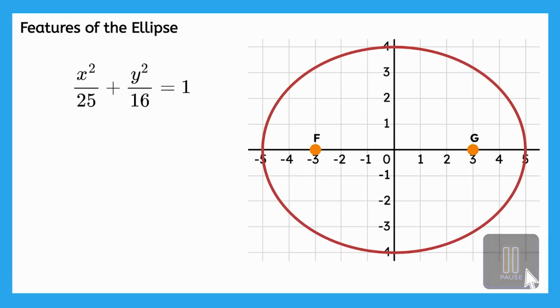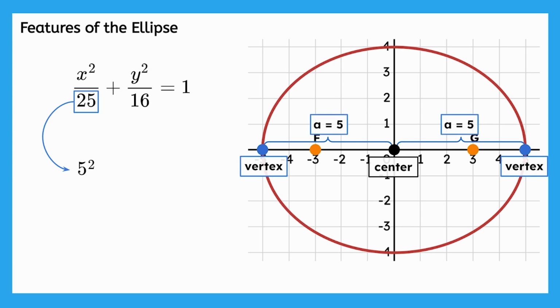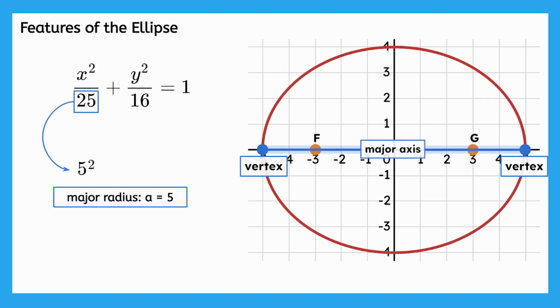I notice the x-intercepts are (-5, 0) and (5, 0), and I know 5 squared is 25, which I see in the equation. These 2 points also happen to be the ones that are farthest from the center of the ellipse, which in this case is the origin. We call these points the vertices, and that 25 in the equation actually determined that the distance between the center and each vertex is 5. We call that distance a, often referred to as the major radius. Furthermore, the segment connecting the vertices is called the major axis, which will always be twice the major radius, in this case, 10.